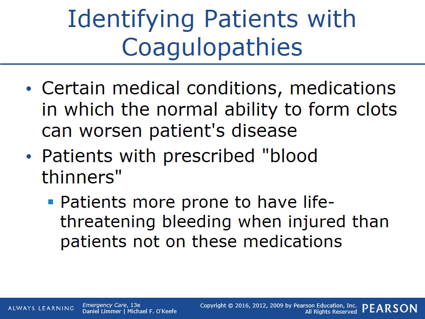So you want to be able to identify patients that have coagulopathies, and you want to identify them fairly early on. Certain medications, in which the normal ability to form clots is altered, can worsen the patient's disease. And you want to know if you have problems with that. If somebody is bleeding, it's going to be more difficult to control their bleeding. Patients with prescribed blood thinners are more prone to have life-threatening bleeding when injured. And so when they're on these medications, you need to be prepared and constantly be looking for that problem.